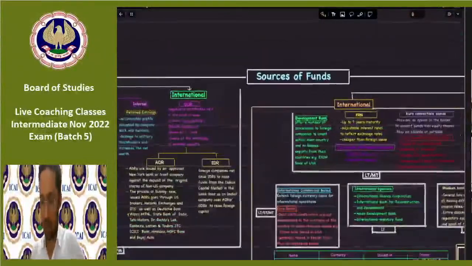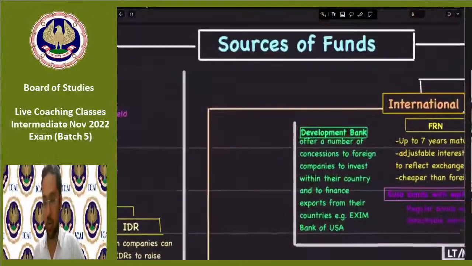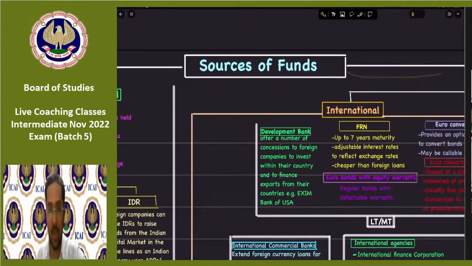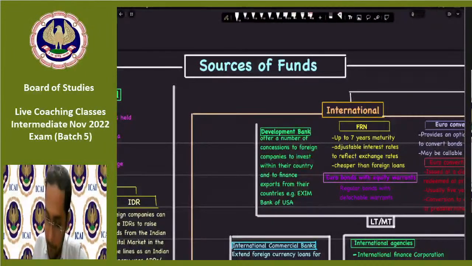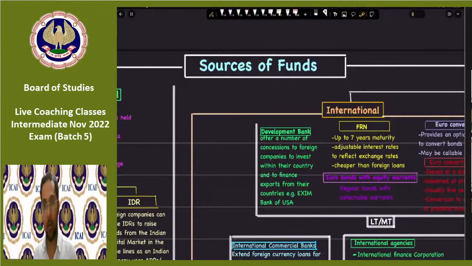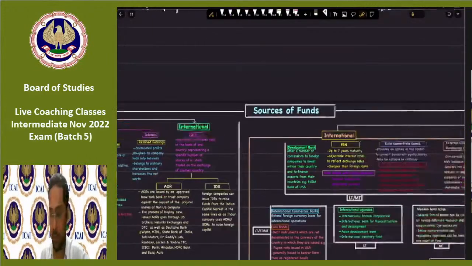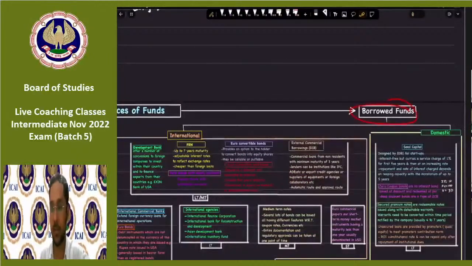First up, coming to sources of funds. What are the two types of sources of funds? Sources of funds can be either owned funds or borrowed funds, right?